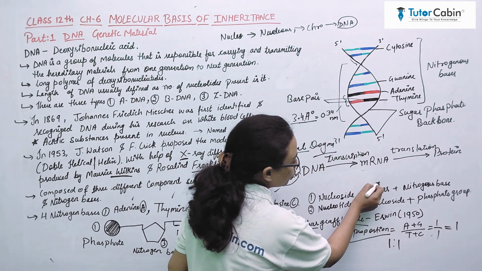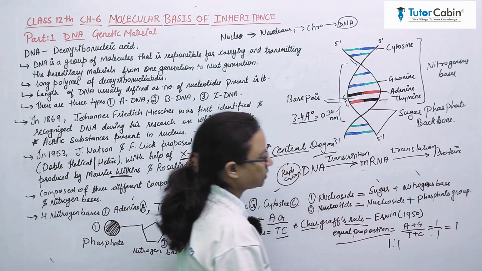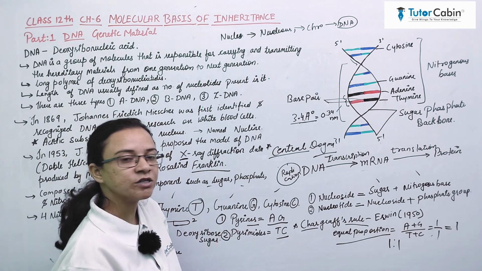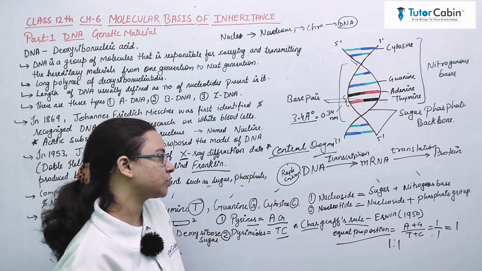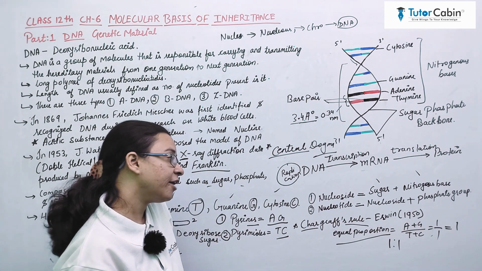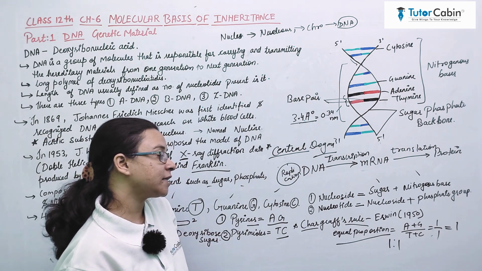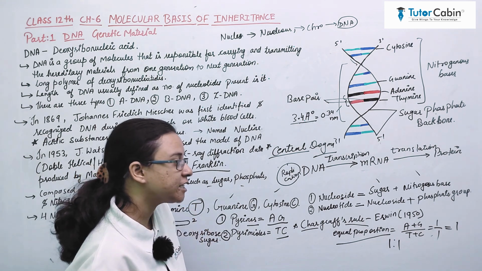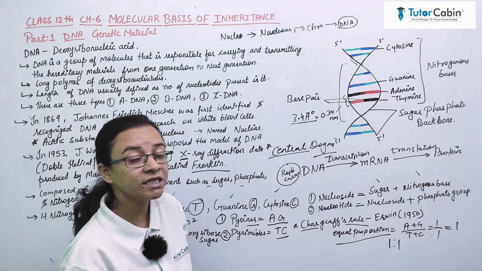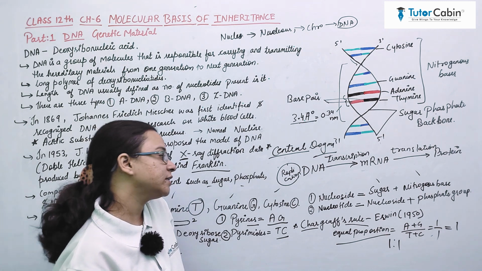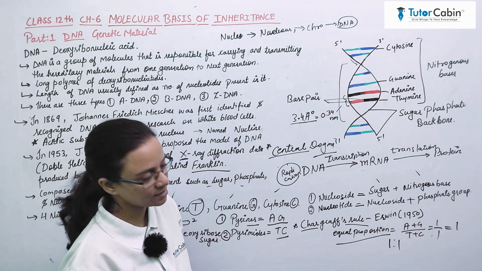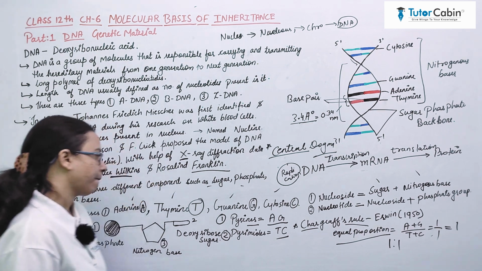It means sugar and nitrogenous bases. If sugar plus nitrogenous bases are present, it is called a nucleoside. A nucleotide means sugar, nitrogenous base, plus phosphate, all three things are present. So this is called a nucleotide. Okay.